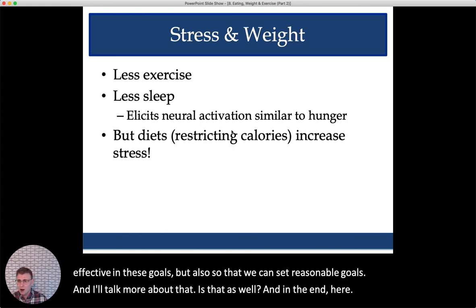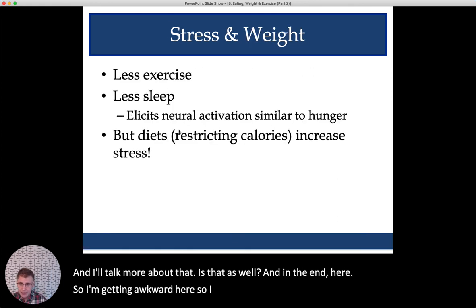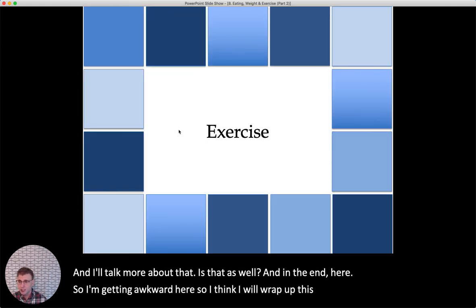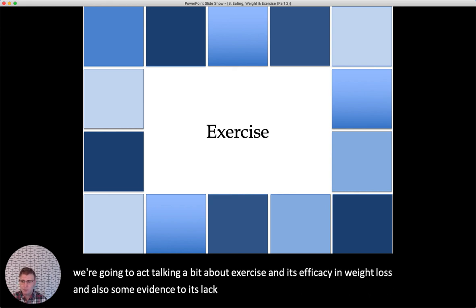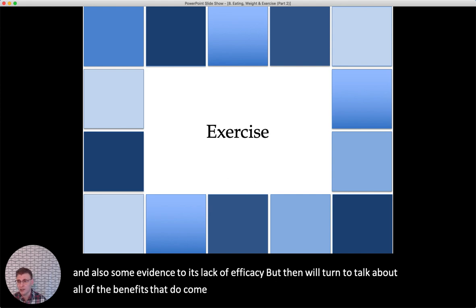So I'm getting awkward here, so I think I will wrap up this section. And then we're going to turn to talking a bit about exercise and its efficacy in weight loss and also some evidence of its lack of efficacy. But then we'll turn to talking about all of the benefits that do come from exercise and the evidence that supports that.